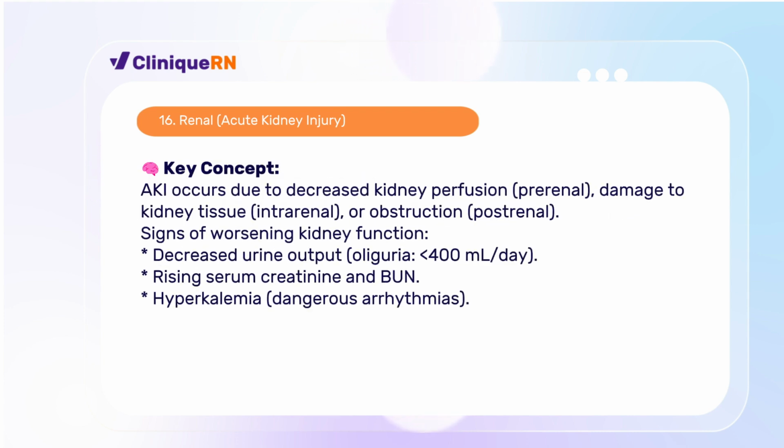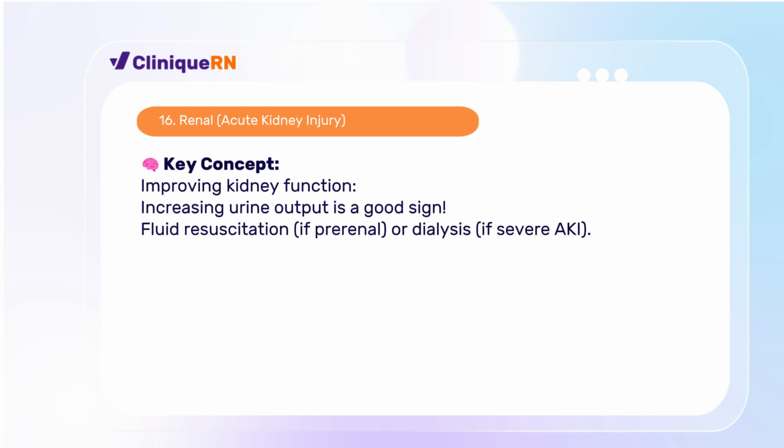Key concept: AKI occurs due to decreased kidney perfusion (pre-renal), damage to kidney tissue (intrarenal), or obstruction (post-renal). Signs of worsening kidney function: decreased urine output, oliguria, less than 400 milliliters per day, rising serum creatinine and BUN, and hyperkalemia, causing dangerous arrhythmias. Improving kidney function, increasing urine output, is a good sign. Treatment is fluid resuscitation if pre-renal, or dialysis if severe acute kidney injury.